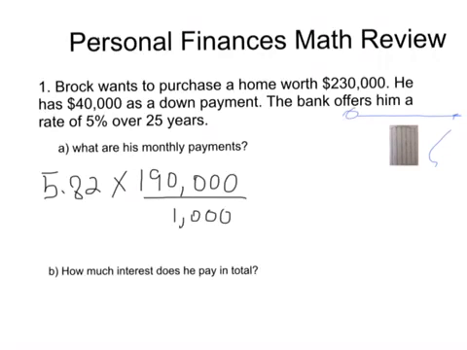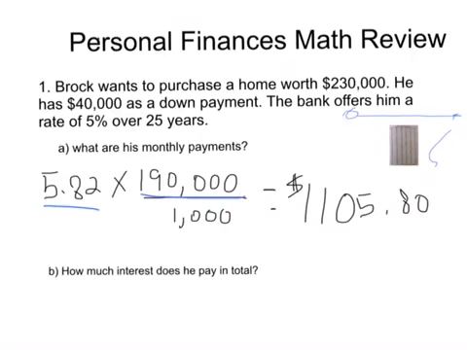All right, so 582 is the value from the chart that we got. He only needs to borrow $190,000 because he has a $40,000 down payment. So that's why we have the 190 there. So when we multiply that through, what do we get as an answer?